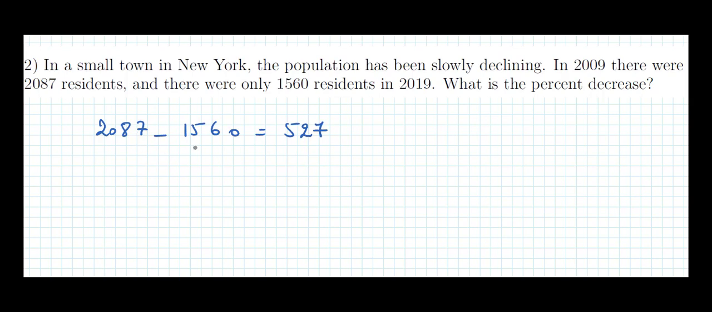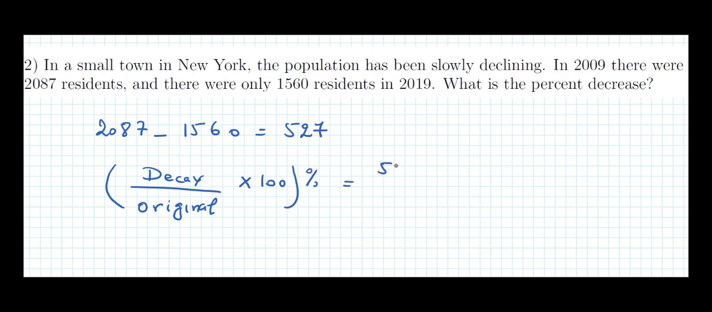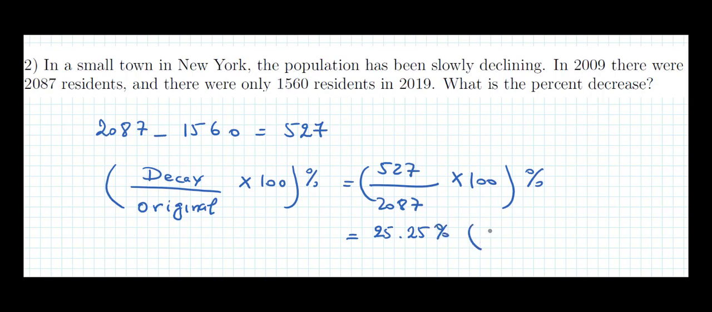We recall that to find the percentage of decay, we should take the decay divided by the original value times 100%, which is equal to 527 divided by the original value, which was in 2009, 2,087, times 100%, which is equal to 25.25% if we round our answer to 2 decimal places.